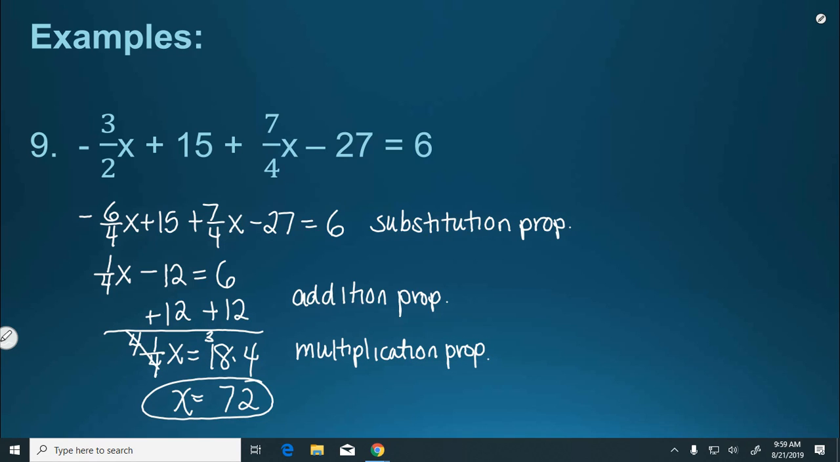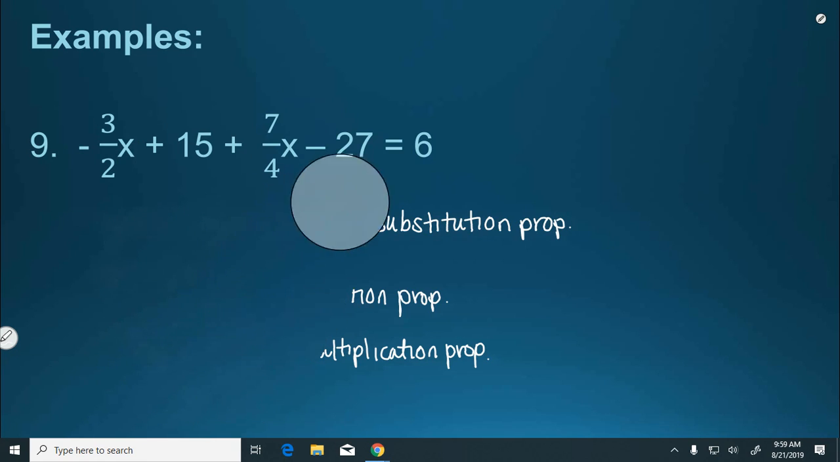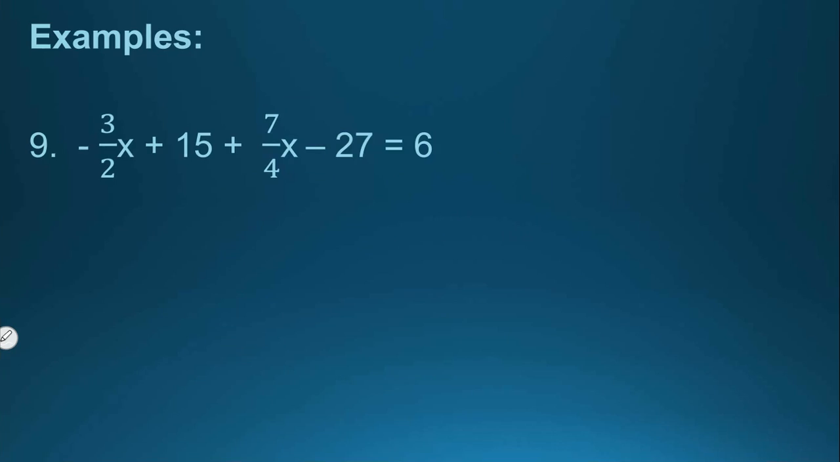Done. All right, so far so good. I think you guys can handle ones like that as well. I would hope so. And we are done with our problems for today.